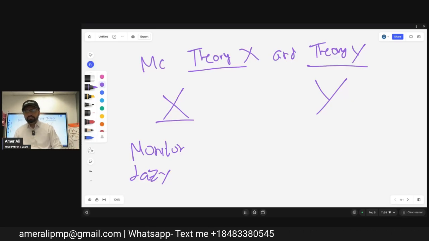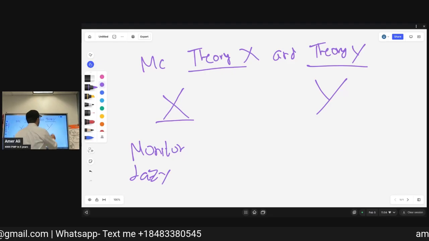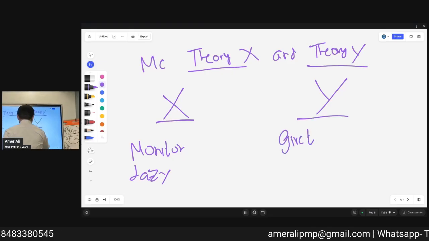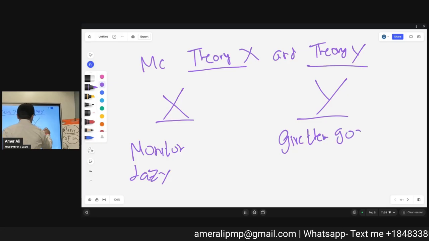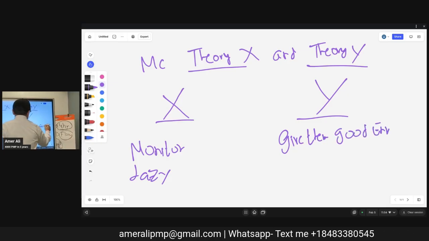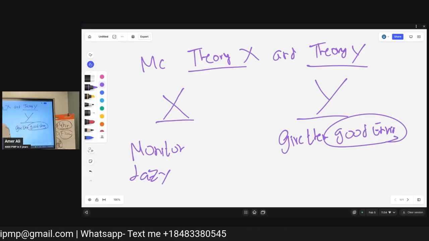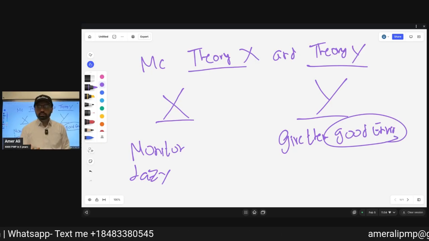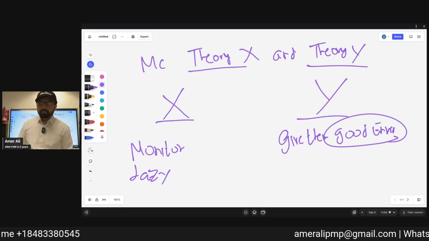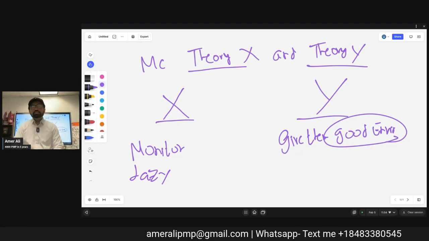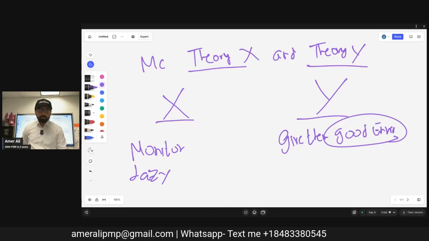Then there are organizations that are theory Y believers. They say give them a good environment, and they will be motivated to take action. So, theory X and theory Y.